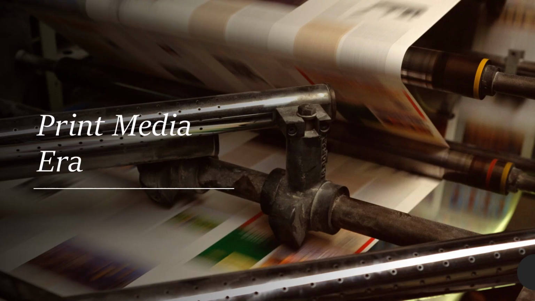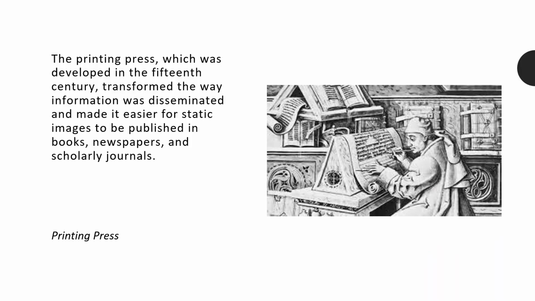Print media era. The printing press, which was developed in the 15th century, transformed the way information was disseminated and made it easier for static images to be published in books, newspapers, and scholarly journals.